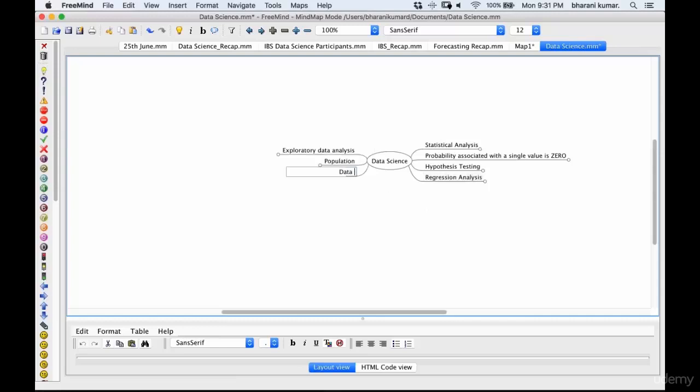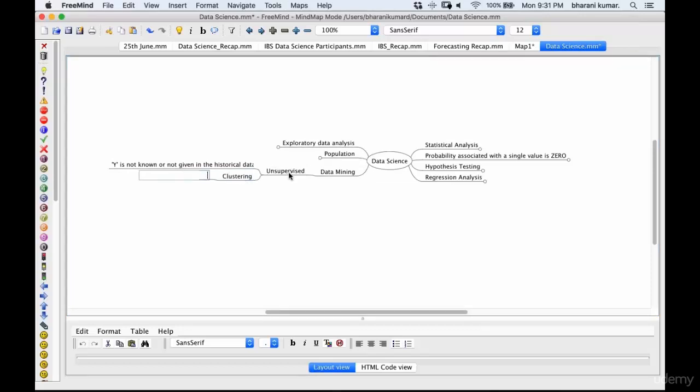We have also discussed data mining and unsupervised learning. When I say unsupervised learning, the output variable is not known or not given in the historical data, so the output variable labels are not known to us. As part of unsupervised learning, we have discussed clustering. Clustering is grouping related records together.